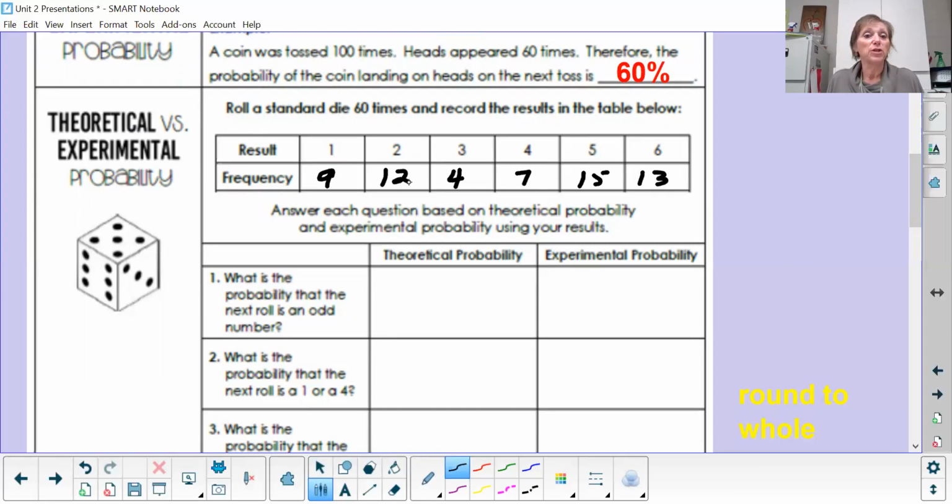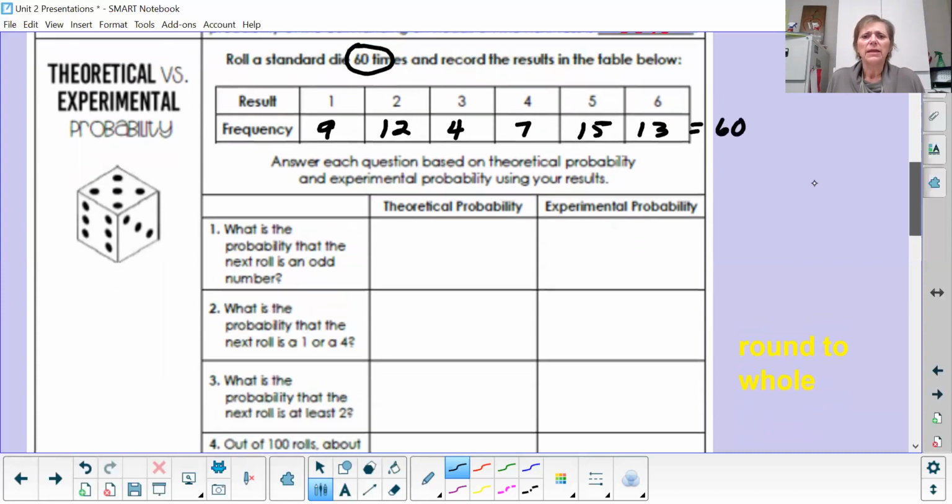Okay, so I'm going to add that up real quick and make sure it equals 60. Okay, it says it equals 60. Let's see, 16, 23, 32, 42, 52, 53, 54, 55, 60. Okay, so that equals 60. And it should, because they were told to roll the die 60 times and record the data. Okay, so let's go through this. Now, again, this says theoretical. I'm going to do that in green, and this says experimental. Theoretical is without the data. One more time, without the data. Theoretical is just with the die.